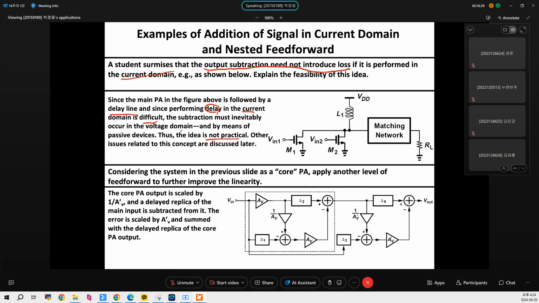So definitely, to achieve delay, it has to be in voltage mode. Anyway, it's impossible because of the lack of time delay in current mode. Okay, so consider the system in the previous slide as the core PA. Apply another level of feed forward to further improve the linearity. This just makes a two-stage linearization.